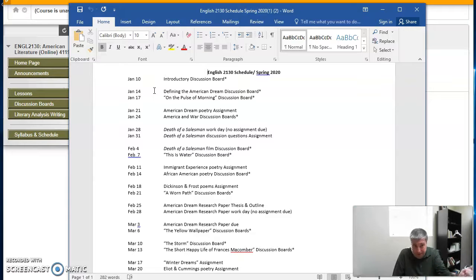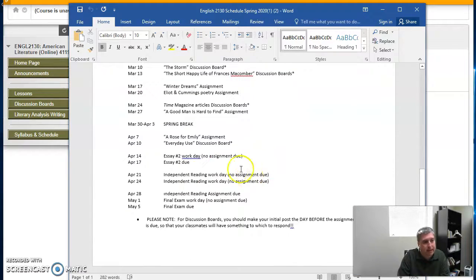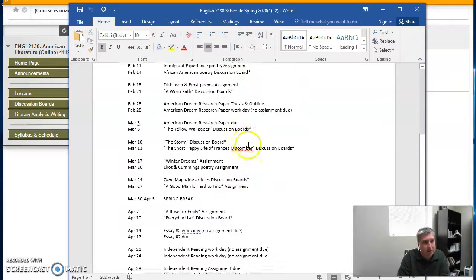So you need to read the literature and make your initial post, your initial thoughts, the day before. And that's what these stars indicate, these asterisks, however you say that word. They indicate that the initial post is due the day before, and then on this date, the 14th, 17th, etc., that's when you need to have done everything, including responding to at least 2 classmates. But anyway, it's pretty self-explanatory, I think. But again, if I were you, I would print this out and really consult this throughout the semester.